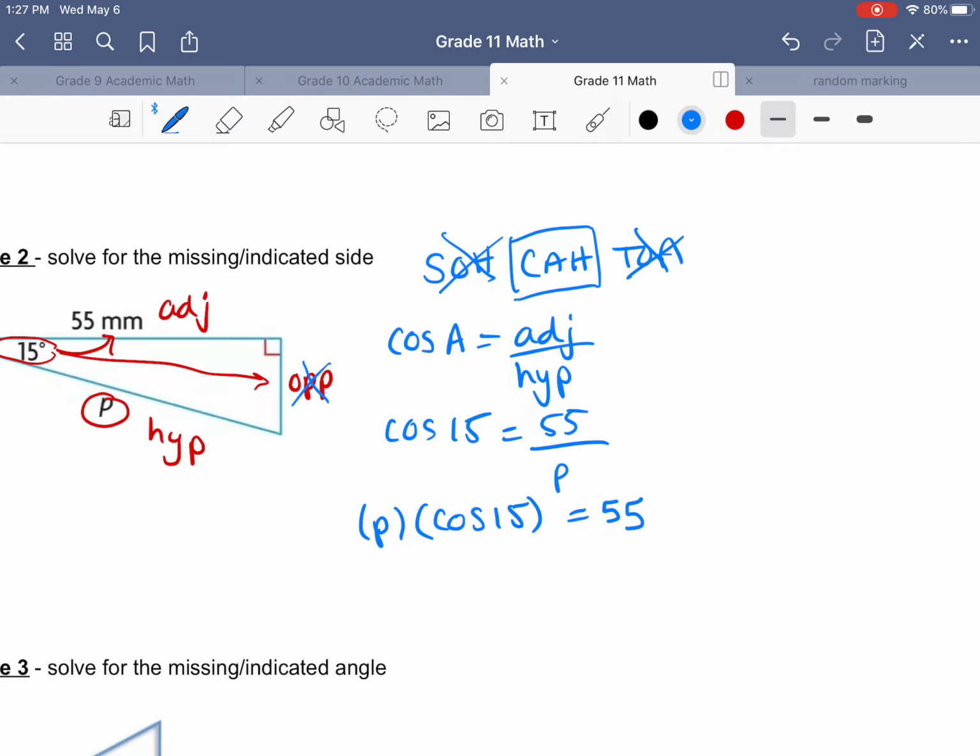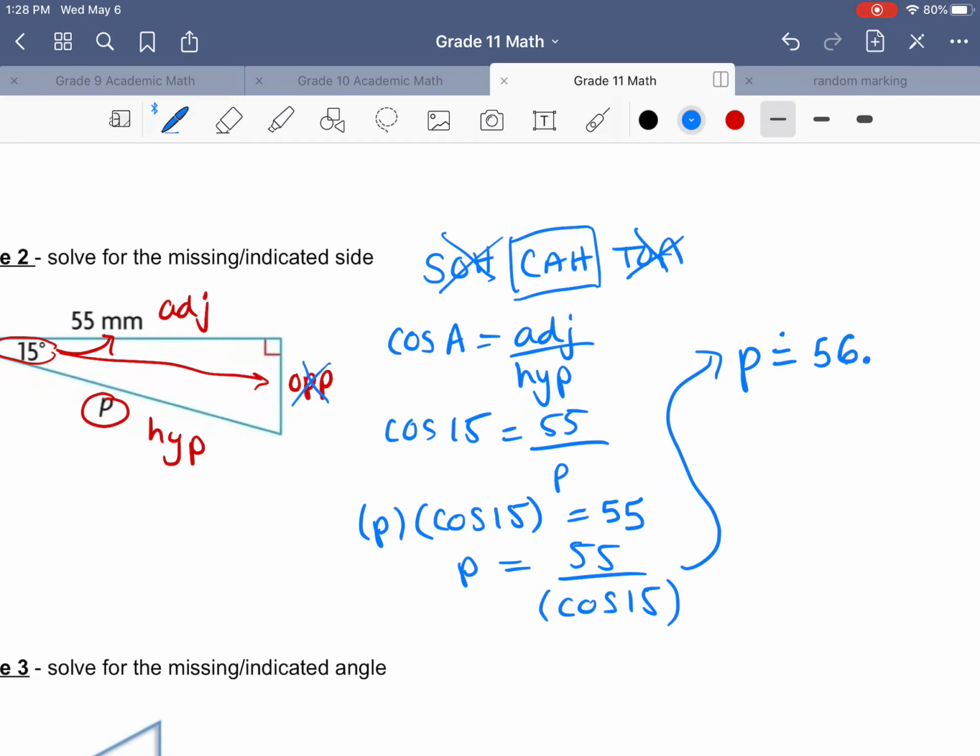So we again need to use our opposite operations, and we want to use division again on the right-hand side. But this time we're going to be dividing by cos of 15. So lowercase p is equal to 55 divided by cos of 15. And again, you may need to use some brackets around that cos 15 when you're punching it into your calculator. It really depends on your calculator. So if we put that in, we should get that p is equal to approximately 56.9 millimeters. So remember, we're rounding to 1 decimal place and we are including the units that were given to us.